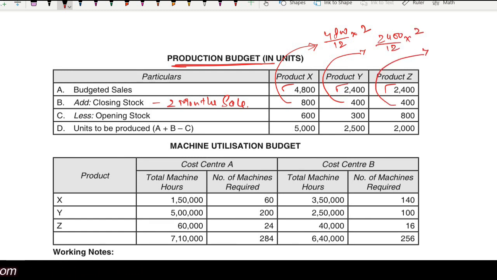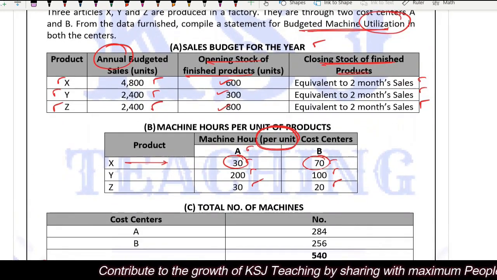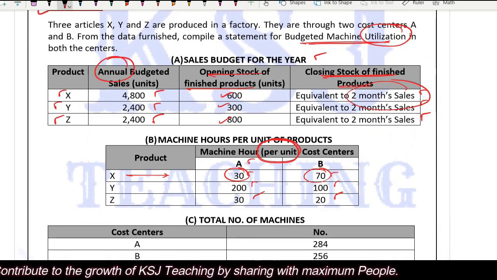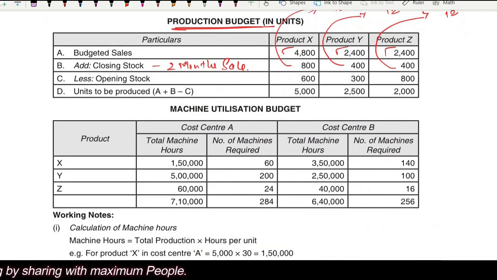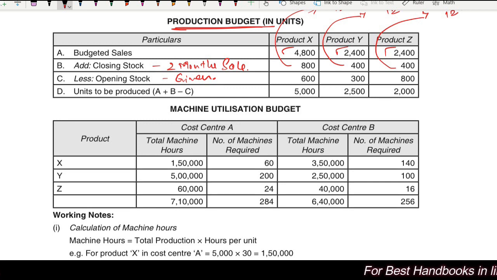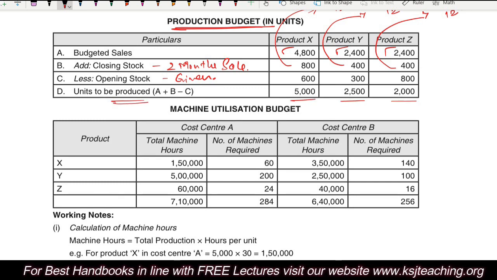Similarly for this, 2400 divided by 12 multiplied by 2. And again 2400 divided by 12 multiplied by 2, because it was given in the question that the closing stock is to be kept as equivalent to 2 months sale. Right, opening stock is given to you in the question, no issues. So from here, budgeted sales, add closing stock, less opening stock will give you the units to be produced. So this is 5,000, 2,500 and 2,000.